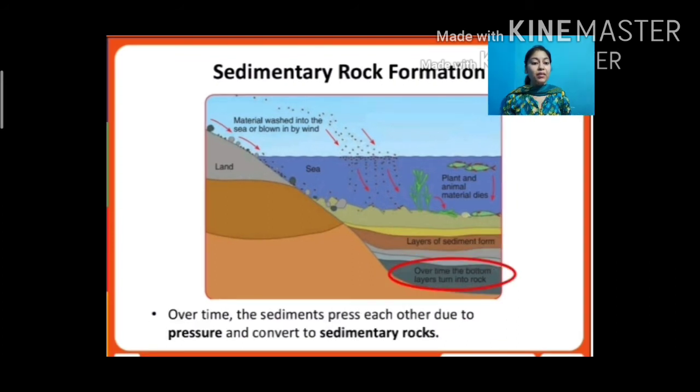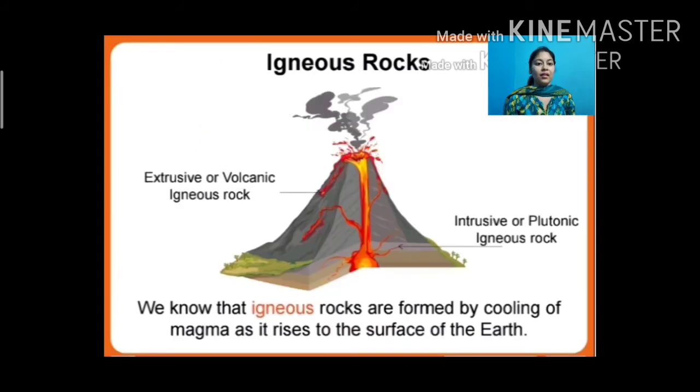Over time, the sediments press on each other due to pressure and convert to sedimentary rocks. There is pressure, and then they are converted into sedimentary rocks.